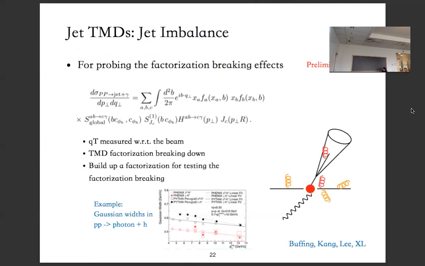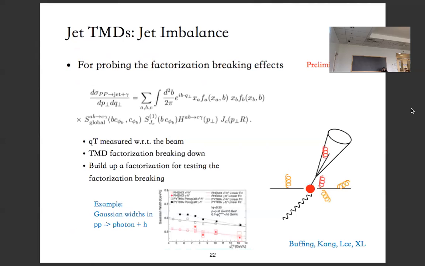Sure. So we come up with a factorization theorem in SCET trying to describe the imbalance of this process. The imbalance is measured with respect to the beam axis. Here in the initial state we do have the TMD PDF, but in the final state everything is collinear. There is no entanglement between initial state and final state transverse momentum. Here J is the energetic jet function, only for anti-kT. So basically inside the jet, there is no constraint. We allow all kinds of collinear radiation inside the jet, but this is only for the anti-kT jet algorithm.